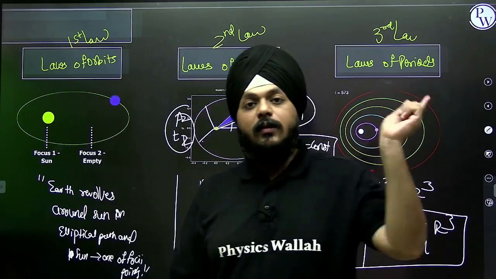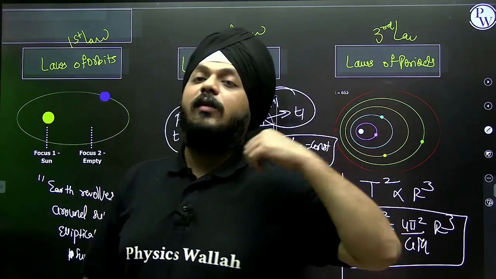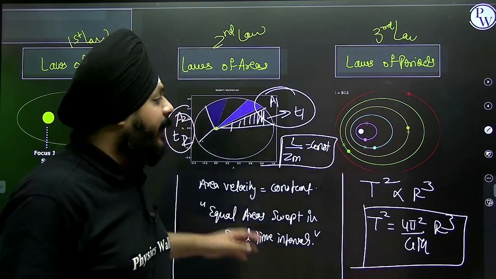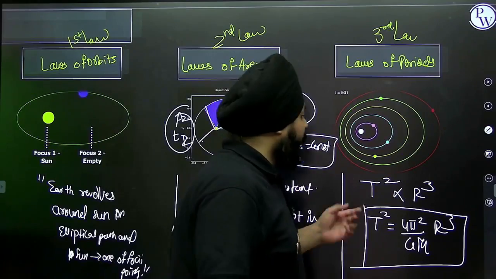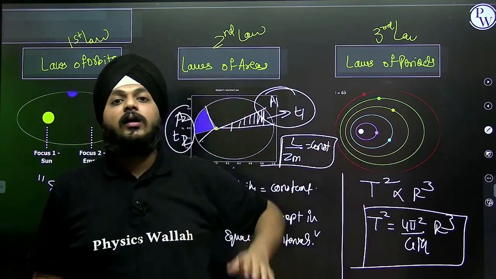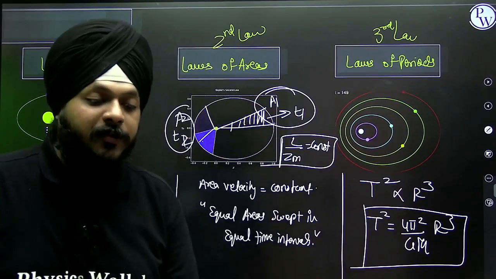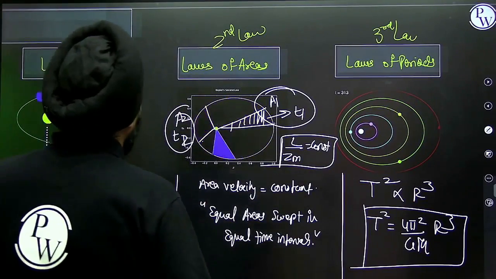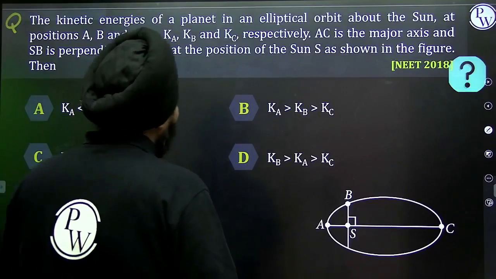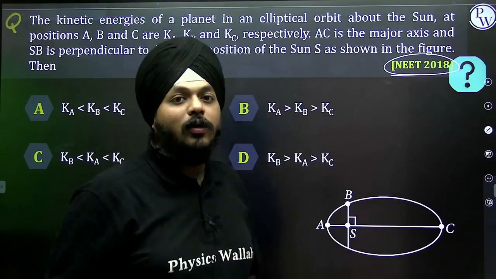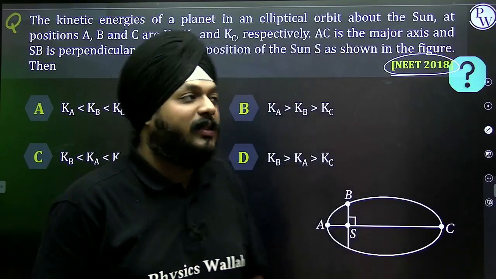The first law states that Earth revolves around the Sun in an elliptical path, with the Sun at one of the foci. Second, the areal velocity is constant. Third, the law of periods: the square of the time period of revolution is directly proportional to the cube of the radius of the path. In NEET 2018, there are some PYQs related to Kepler's laws, and we are going to see them.